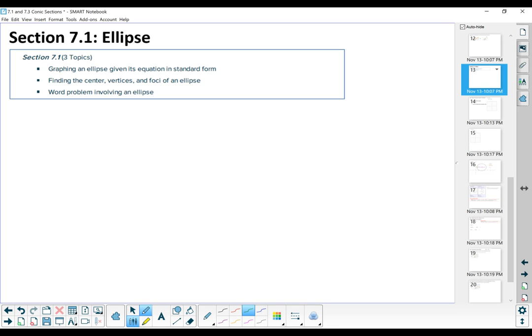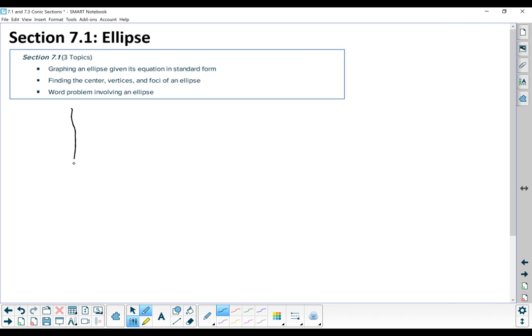Hi, Math 1050. This is section 7.1. We'll be learning about ellipses. Ellipses are closely related to circles. They're both conic sections. I want to show you a graph of a circle and a graph of an ellipse so that we can talk about how they're similar and how they're different.